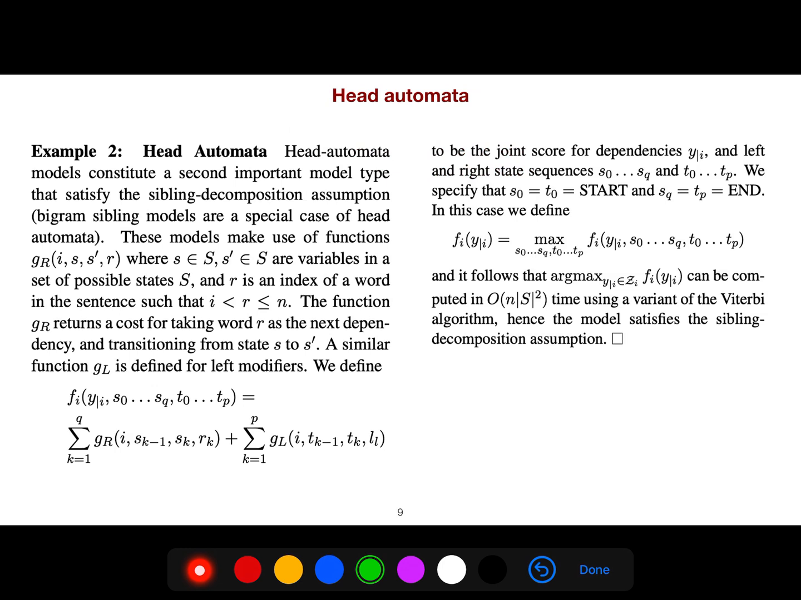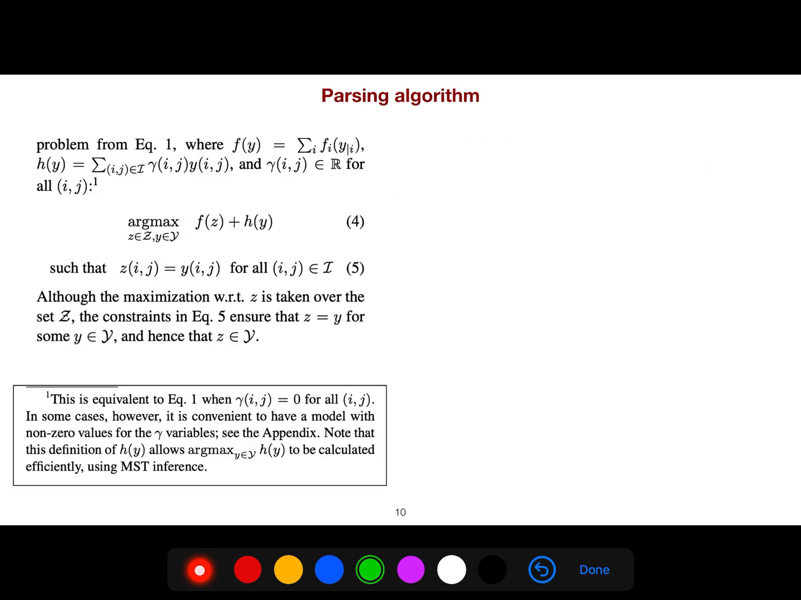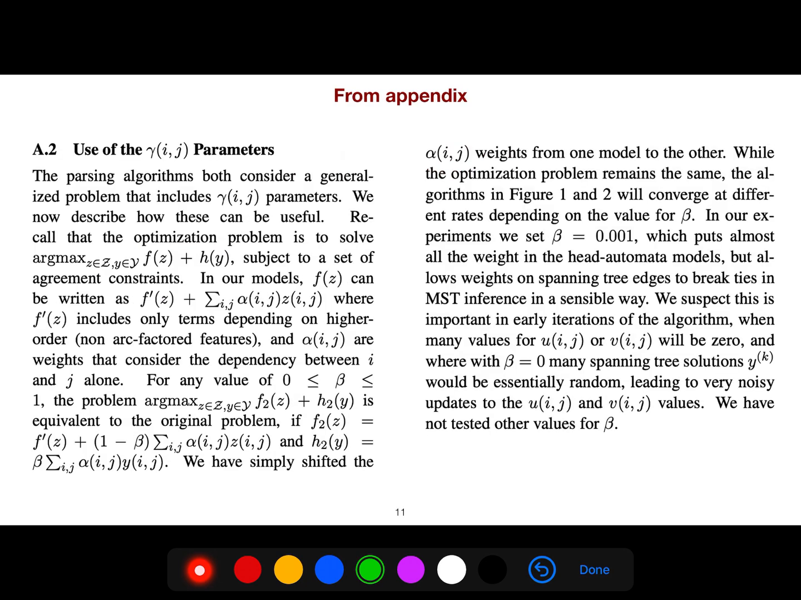The head automata consist a second important model type that satisfies the sibling decomposition assumption. And these models make use of functions or variables in a set of variable states. And so what is the parsing algorithm? This lecture is different from the previous and lecture 4, because here we are formulating dependency parsing in some unusual way. I like the article of Andre Martins because it's more natural, but this is another way you can formulate it. But both of them say that these constraints should be satisfied. And so the master talks to the slaves, but in a different way.